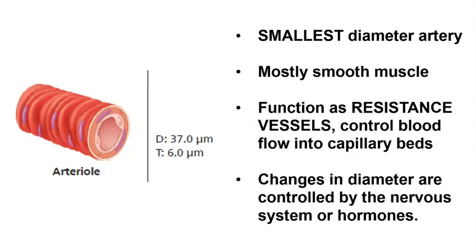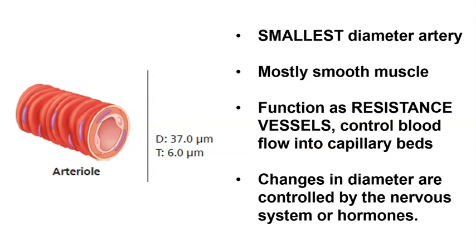The arterioles are the smallest diameter of the arteries. Their diameter is about 37 micrometers, or 0.037 millimeters. Because they are so small, their walls primarily consist of smooth muscle. The arterioles function as resistance vessels, which means that they can control blood flow by changing their diameter, which also changes their resistance to blood flow as a result of those changes in diameter. The arterioles are the vessels that deliver blood to capillary beds.